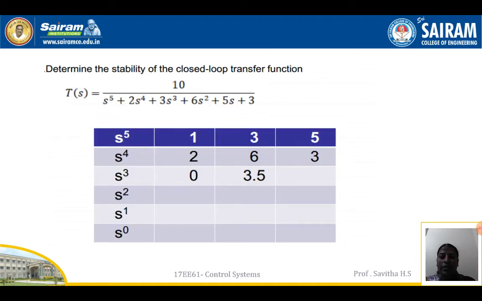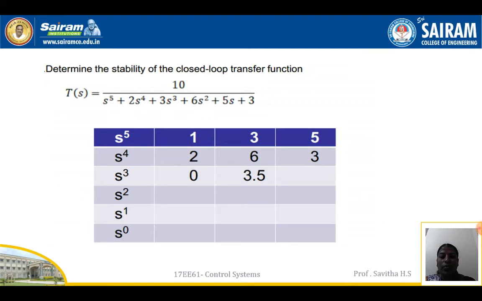So now we'll take an example of this. Determine the stability of the closed loop transfer function T of s equals 10 divided by s to the power of 5 plus 2 s to the power of 4 plus 3 s cube plus 6 s square plus 5 s plus 3. So now for s to the power of 5, we take 1, 3, 5, and s to the power of 4 is 2, 6 and 3.